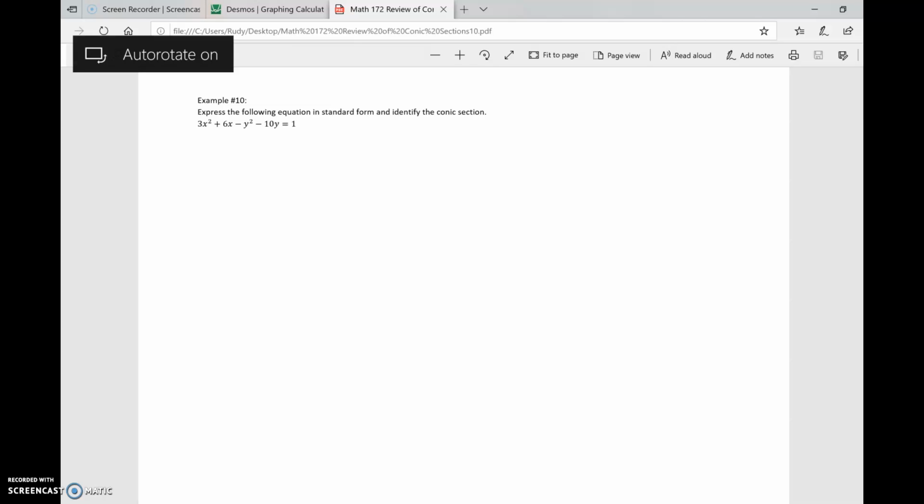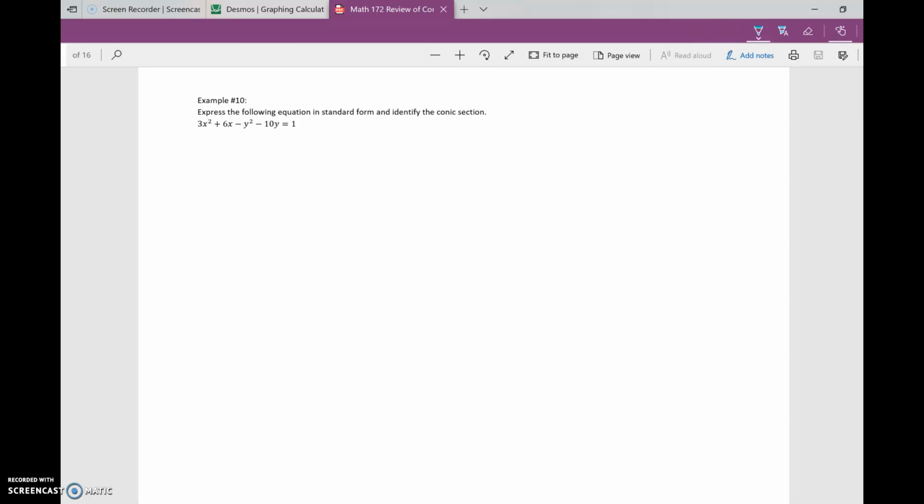Hi class, let's take a look at example 10. In example 10, they want us to do the h comma k form and basically identify what it is. Because of both the x's and the y's being squared, this one could technically be a circle, an ellipse, or a hyperbola, but because of the minus there, this one is going to end up being a hyperbola.